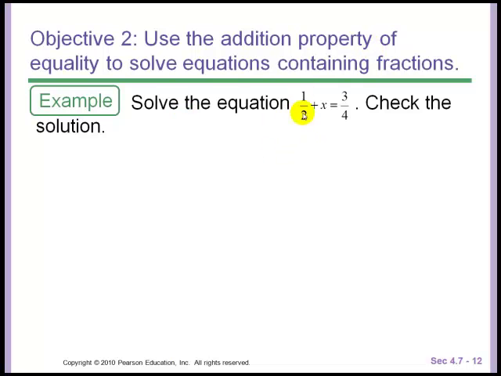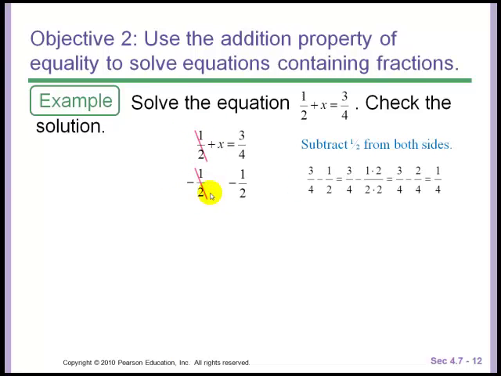Solve the equation 1/2 plus x equals 3/4. Our goal now is to remove this constant that's currently on the left side with the x. In order to undo this addition, we are going to subtract 1/2 from both sides. Notice when you subtract a number from itself, you get 0.